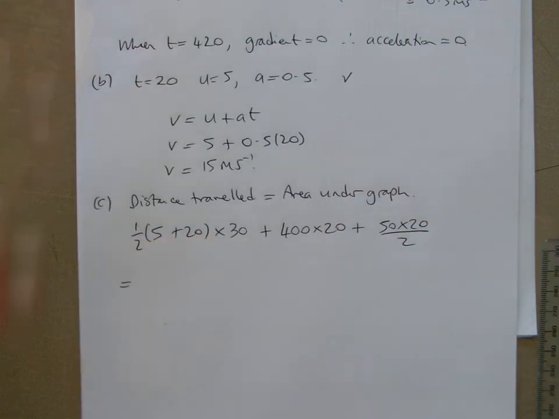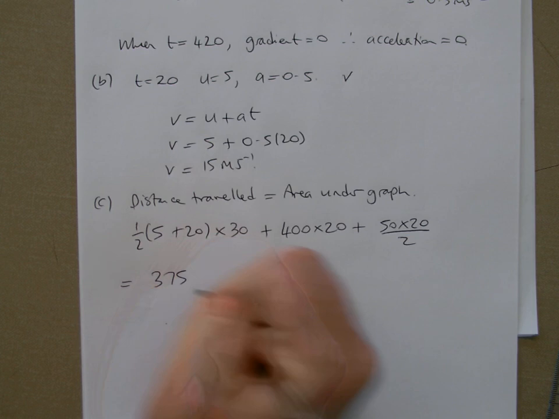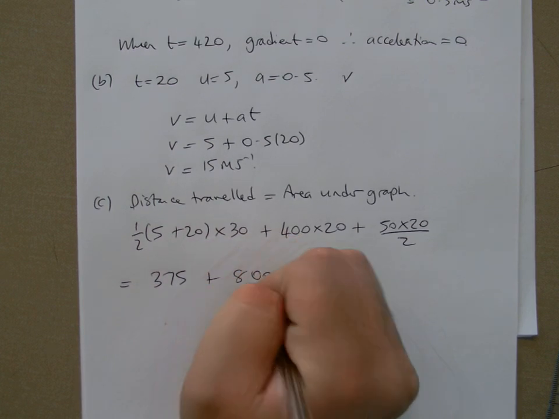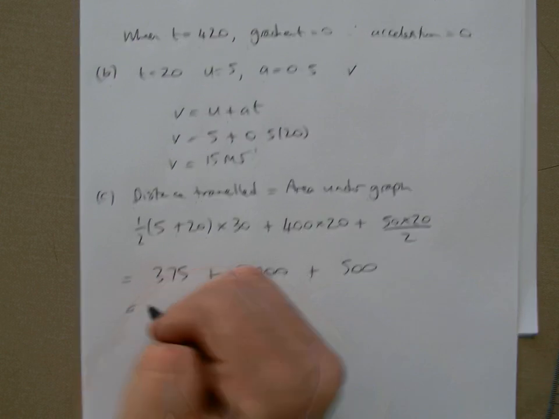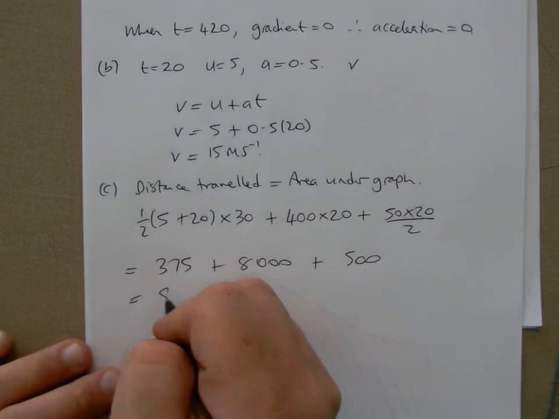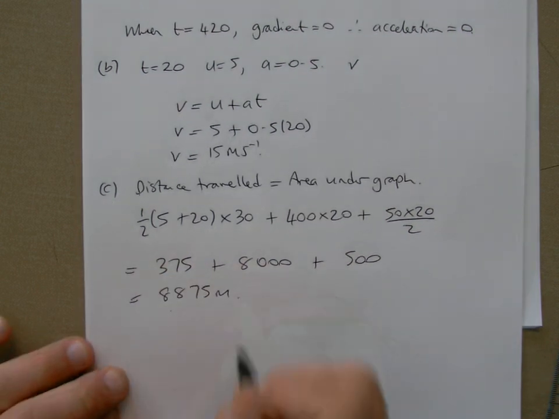So if we work all that out, we'll actually get the distance. We'll work it out in stages maybe. So that bit there is 375. That bit there is 8,000. And that bit there is 500. So I add that together, and I'll get 8,875 meters.